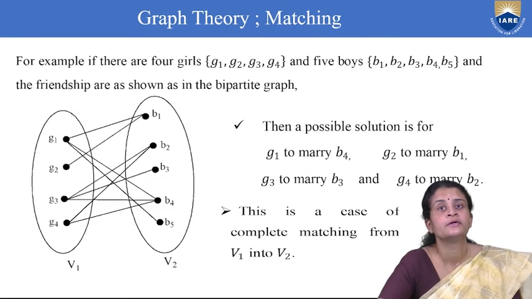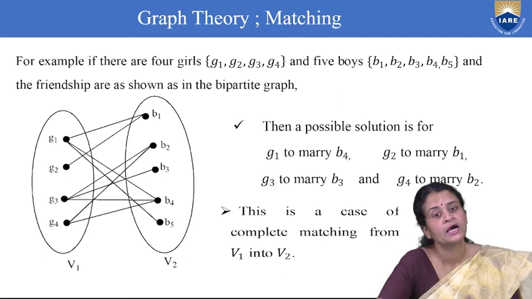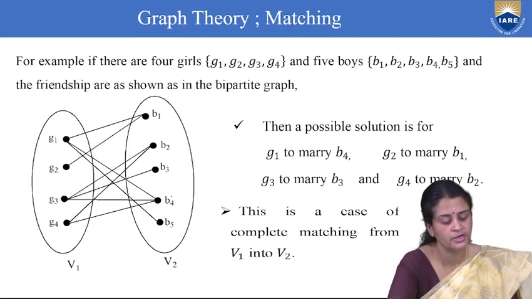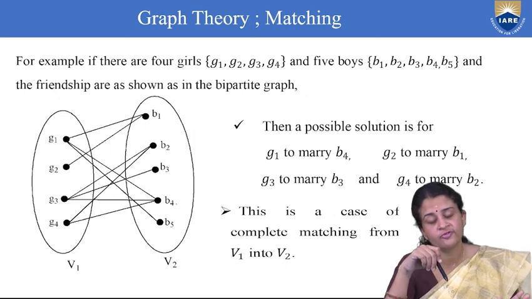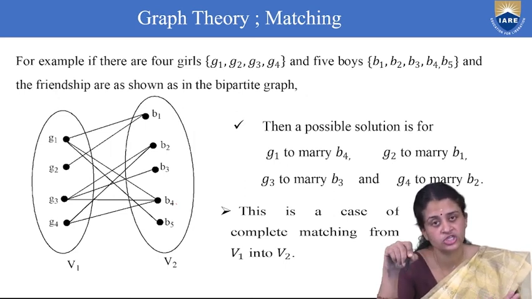Okay. We can formulate that condition in a graph theoretic situation like this. Suppose there are 4 girls and 5 boys, and suppose the friendship can be shown like that. That is, G1 knows B1, B4 and B5. And the girl G2 knows only B1. And G3 knows B2, B3 and B4. And G4 knows B2 and B5. So we can formulate such a condition that each girl marries a boy that she knows.